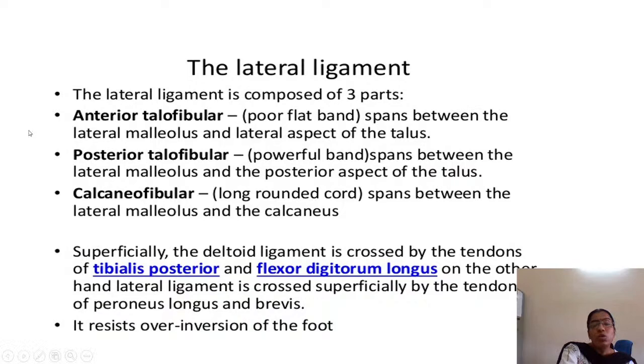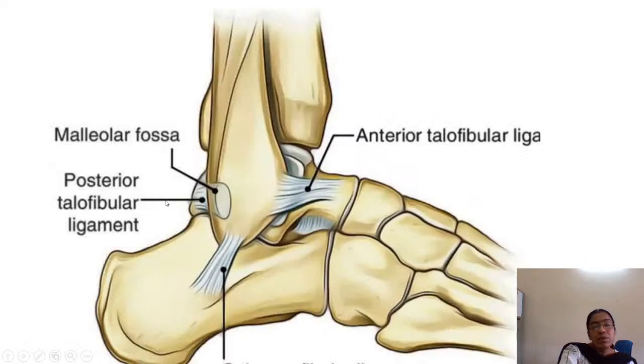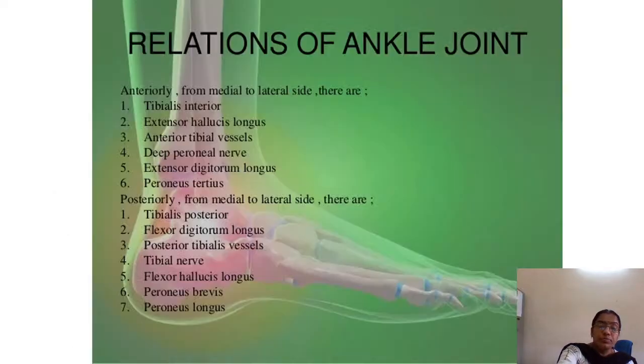One more is the calcaneofibular, which extends from the calcaneus to the malleolus. So when you see, it extends from the calcaneus to the malleolus. So the lateral ligament of the ankle joint includes the anterior talofibular, posterior talofibular and calcaneofibular ligament. So this is the lateral ligament of the ankle joint.